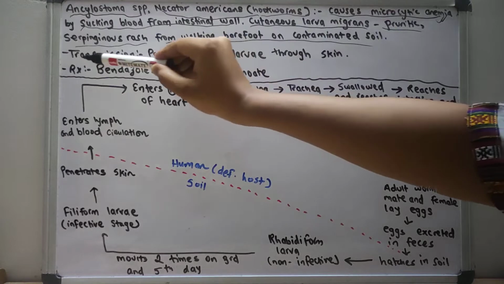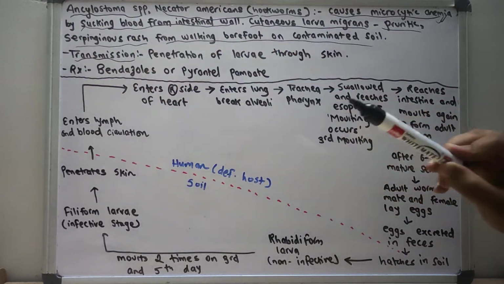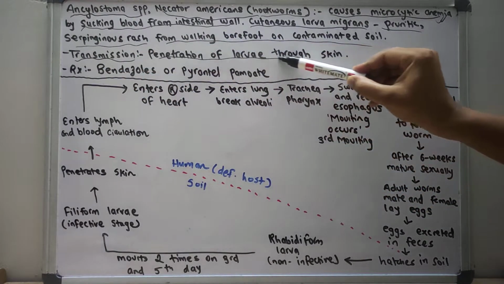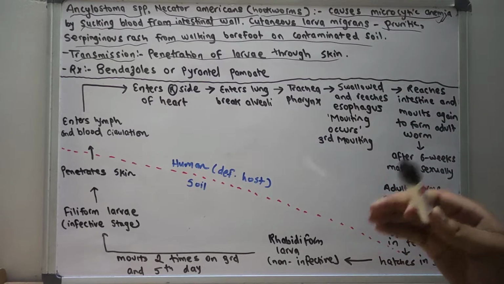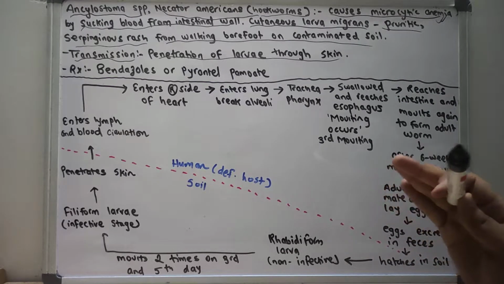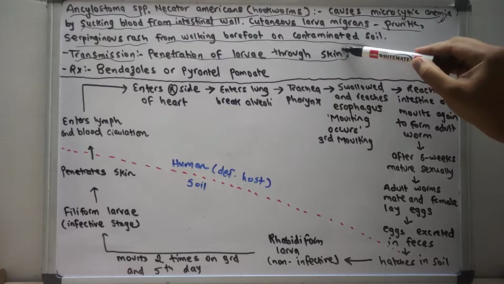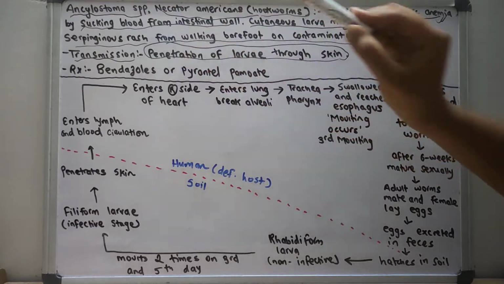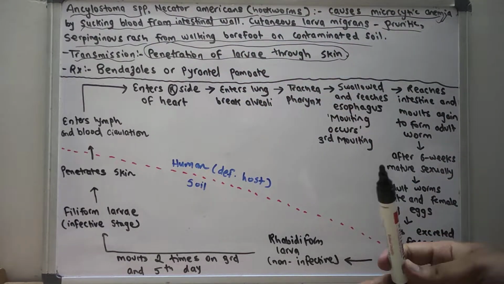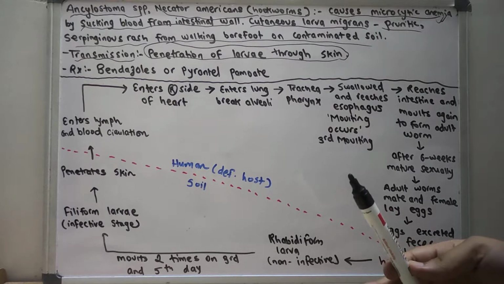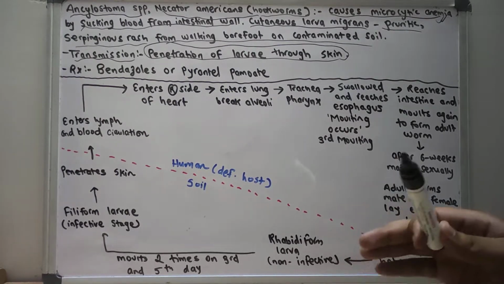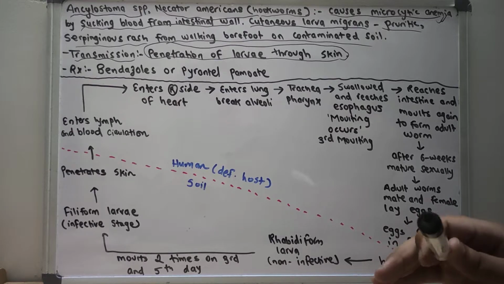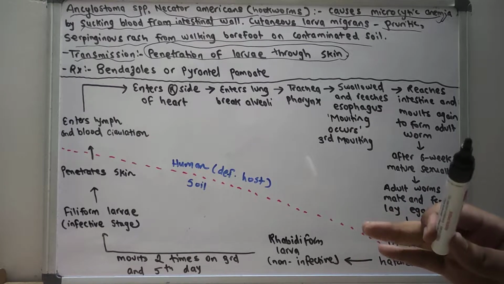So how it is transmitted, as I have already told, if the person walks on the soil, and if that soil has contaminated hookworms, then there is penetration of the larva through the skin. So we have to be very careful if we walk barefoot on contaminated soil. If we think that soil is contaminated by hookworms, then we should be very careful.